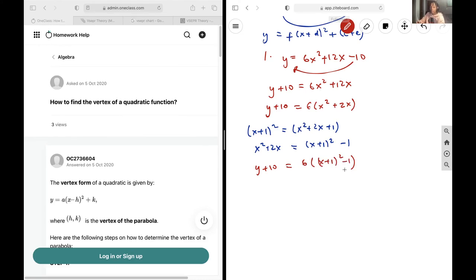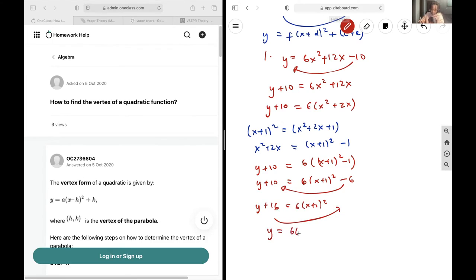Next up, you will want to bring out what this constant is, equal to 6 into x plus 1 squared minus 6. You simply just multiply it by the constant. And then bring the 6 over. You get y plus 16 is equal to 6 into x plus 1 squared. And then just take that back.